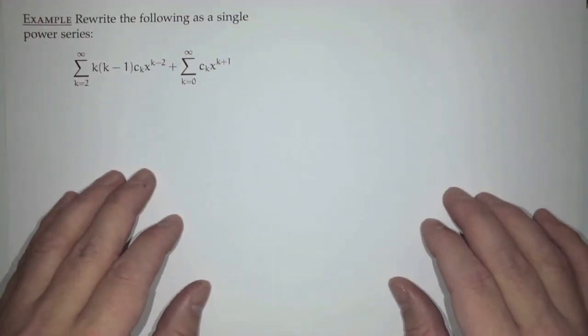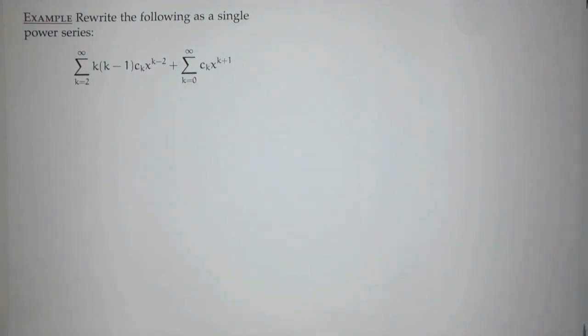So in practice, we'll only need a few basic ideas. Let's start with an example. Rewrite the following as a single power series. Now, let's not worry about where this came from. It's just some expression. We have this, and we want to rewrite it as one power series. One power series to bring it all together. Sum k equals 1 to infinity, k times k minus 1, c sub k, well, we don't know what c sub k is, but it's something, x to the power k minus 2, and the sum k equals 0 to infinity, c sub k, x to the power k plus 1. All right. Now, there's some issues here.